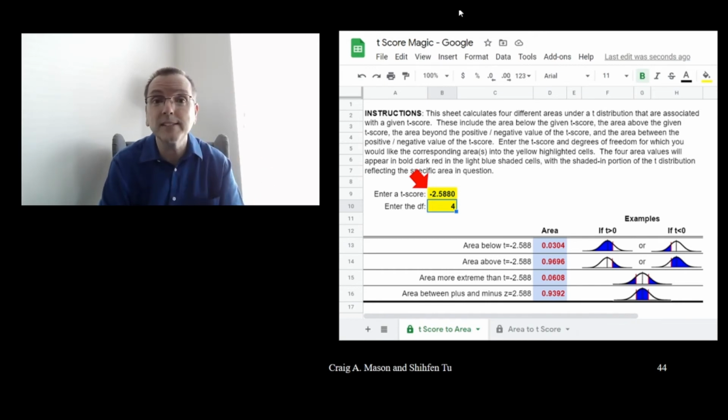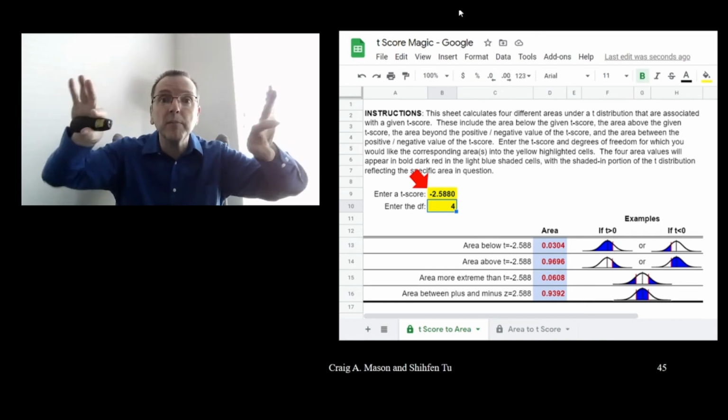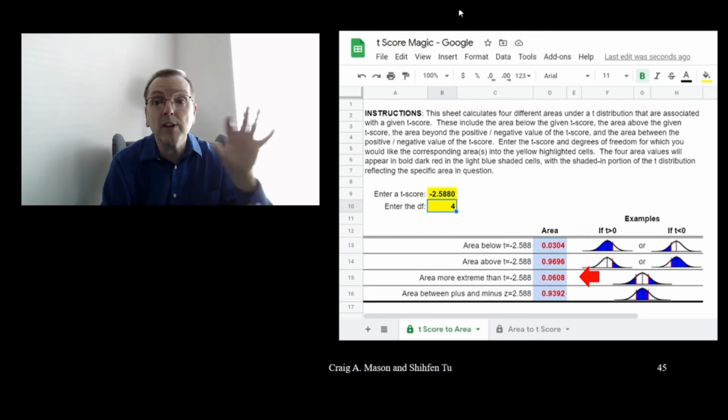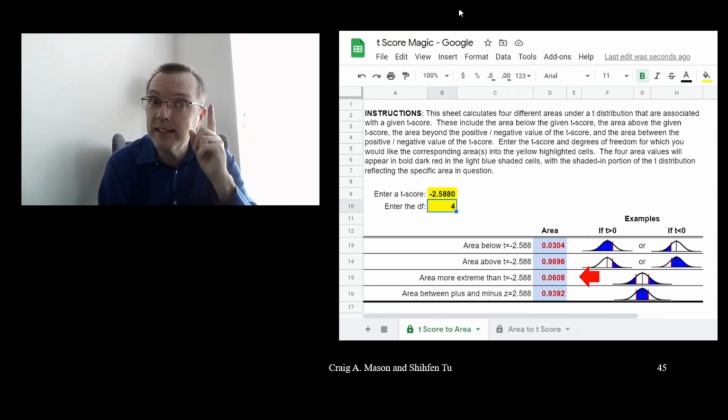Now, in this case, what do we want? Remember, we want the area that's more extreme than a t of negative 2.588? Well, looking at the figure, right, that's this one, right? And again, notice that the figure next to the value shows me that, yes, that's the area I want.